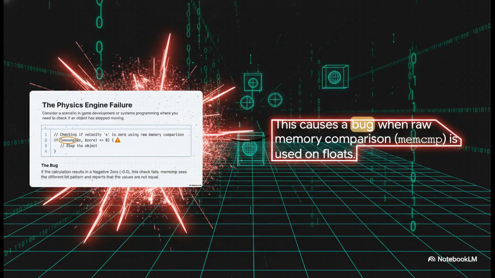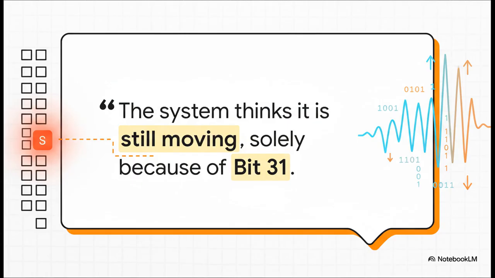So, where does this actually become a nightmare? Well, imagine a physics engine in a video game. To check if an object has stopped moving, a programmer might be tempted to use a really low-level function like memcmp to do a raw bit-for-bit comparison between the object's velocity and the value 0. But what if, through some calculation, the object's velocity ends up being -0? Well, that raw memory comparison is going to fail. The bits for -0 simply don't match the bits for +0. And so the game engine actually thinks the object is still moving, and it's all because of that one single sign bit.